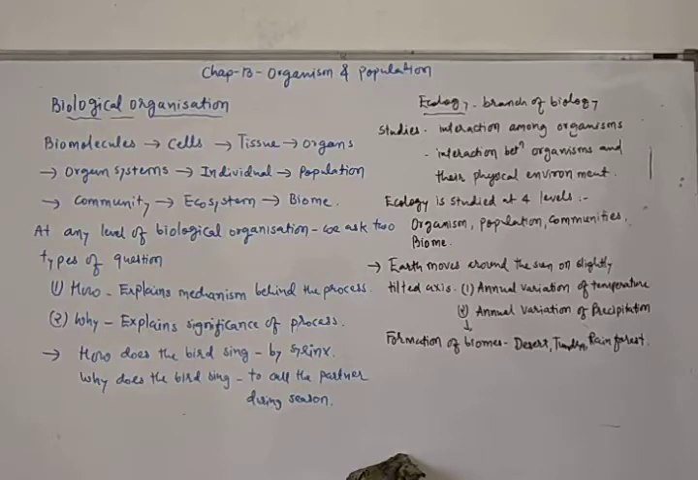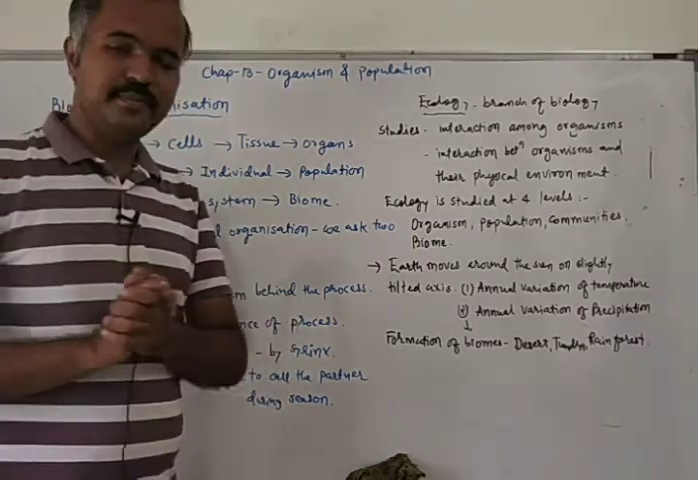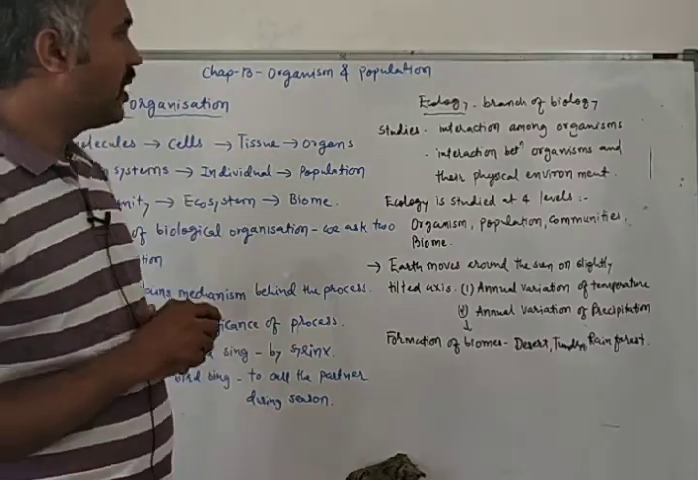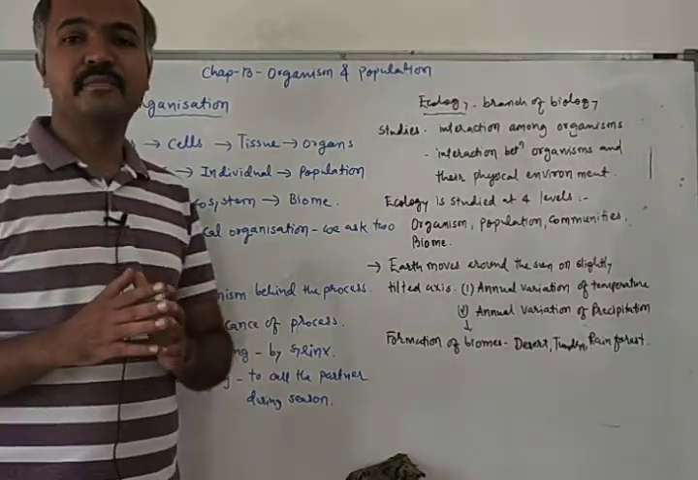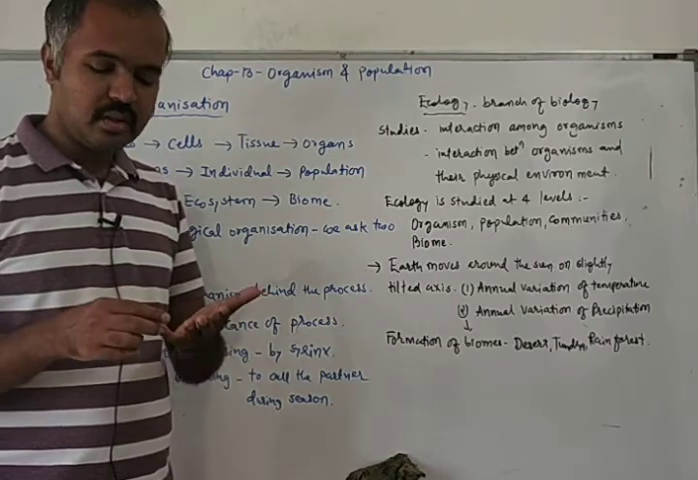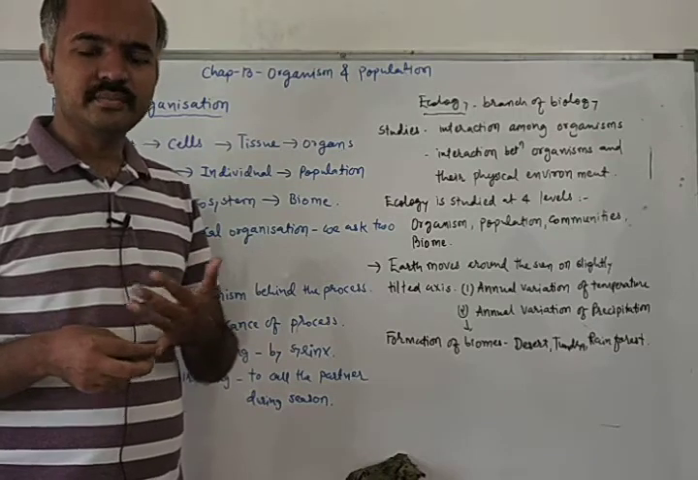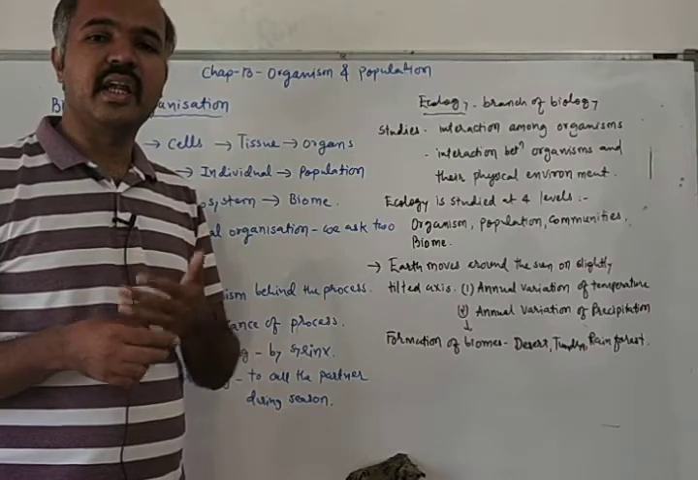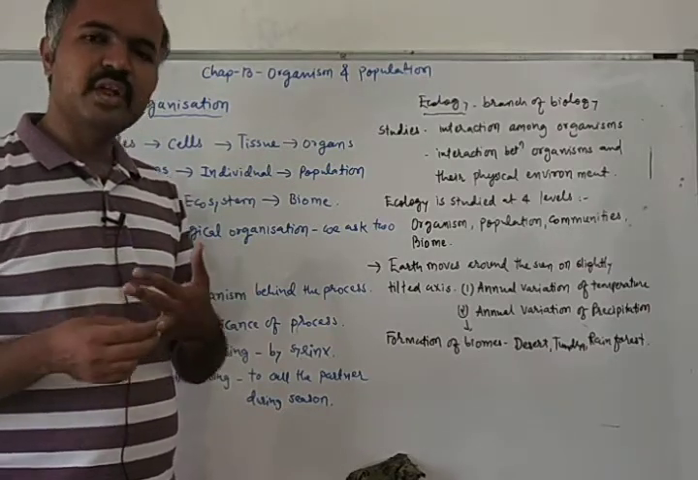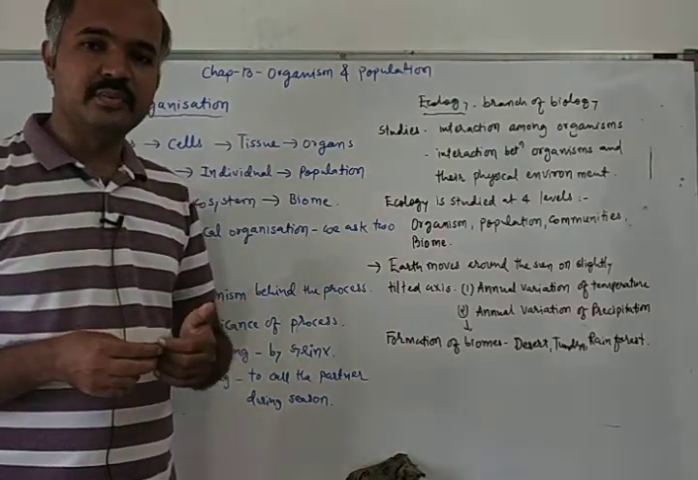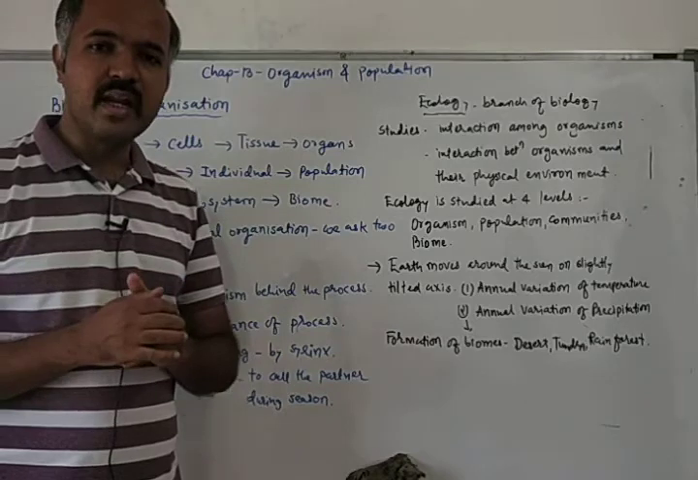Hello students, today we are going to start a new chapter and the name of that chapter is Organism and Population. This chapter is the last chapter of Ecology. We have covered all chapters of Ecology, not all, we have not learned ecosystem. So we have covered environmental issues, we have covered biodiversity and its conservation, but we have not covered ecosystem. Now we are talking about organism and population. So today we will begin with organism and population.